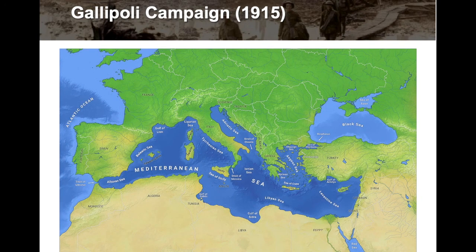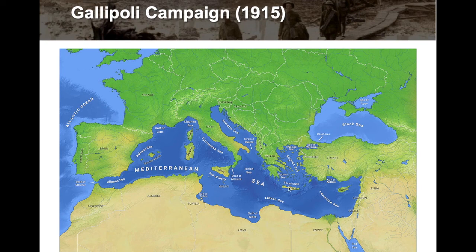Okay, so here is a map for the Gallipoli campaign. Up here is Europe, and the Western Front is right here. This over here would be the Eastern Front, where Russia is fighting Germany. So you have Great Britain and France fighting Germany and Austria over here, and here we have Russia fighting Germany and Austria over here.